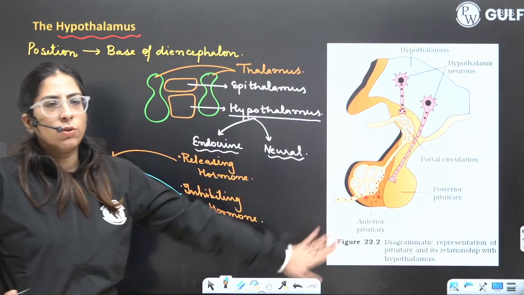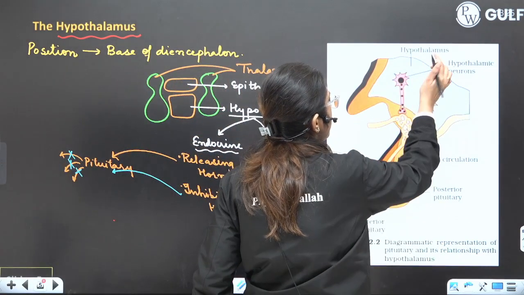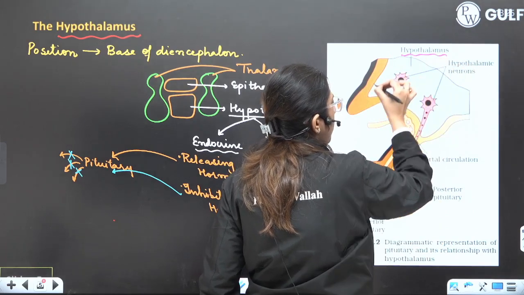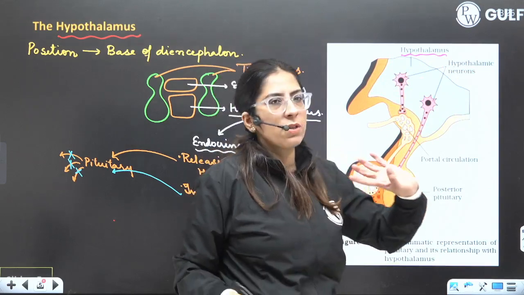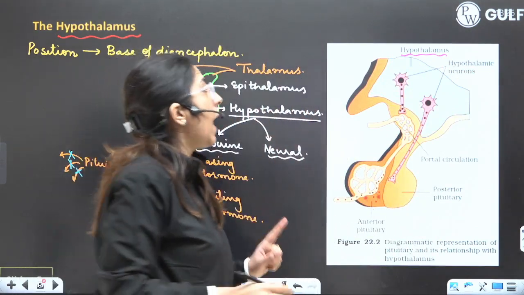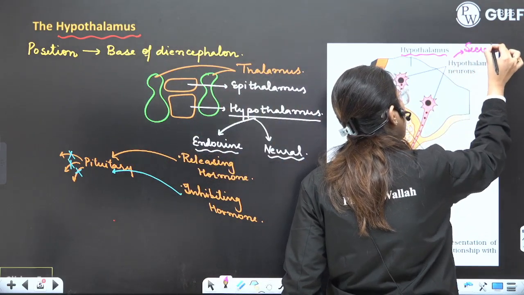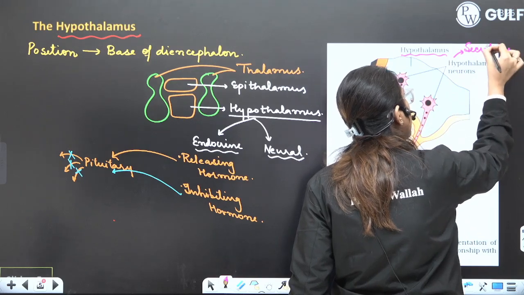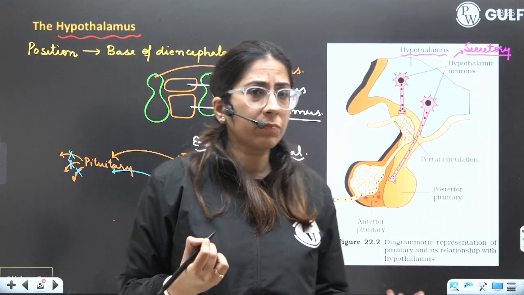Now let's have a look. What can you see here? Here you will see the hypothalamus is present. In the hypothalamus, you will see neurons, which are termed hypothalamic neurons as per your NCERT. These neurons are secretory in nature, so definitely they will do some secretion.